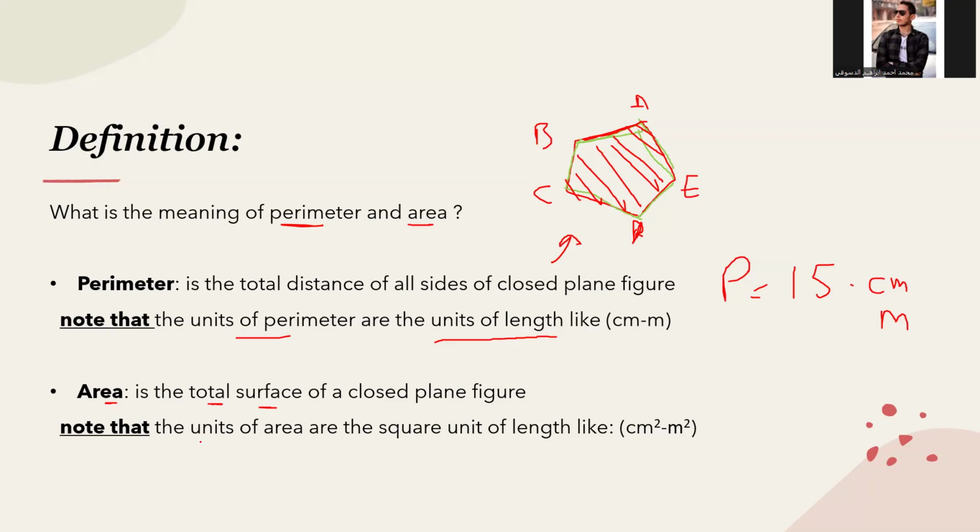So we can say that the unit for the area is the square unit of length. That means if the unit of length that I'm using is centimeter, the unit of the area is centimeter square. Or if I'm using meter as the length of a side, then the area is meter square. As an example, if I have an area equal to 45, we can say that the area is 45 centimeter square or meter square.